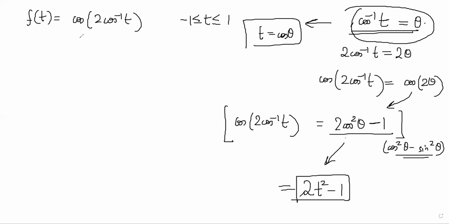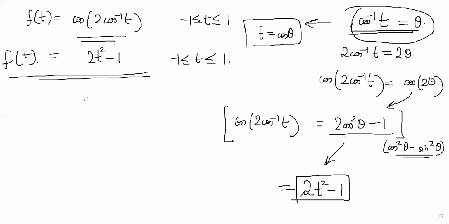So actually, this function is just a disguised way of saying 2t square minus 1 for minus 1 is less than t is less than 1, right? So this is clearly a polynomial. 2t square minus 1, nobody has any doubts about that. That is definitely a polynomial. Even though sometimes functions don't look like polynomials, they could be polynomials.